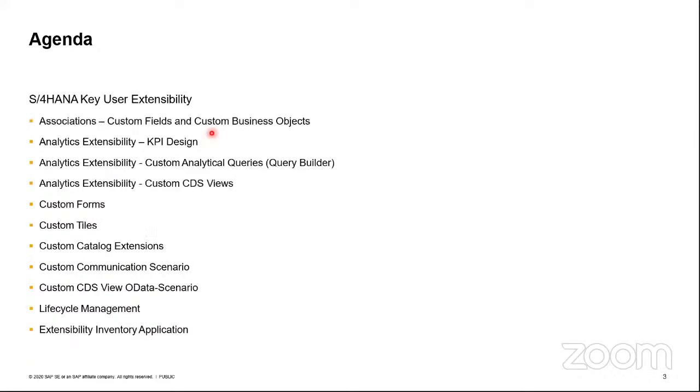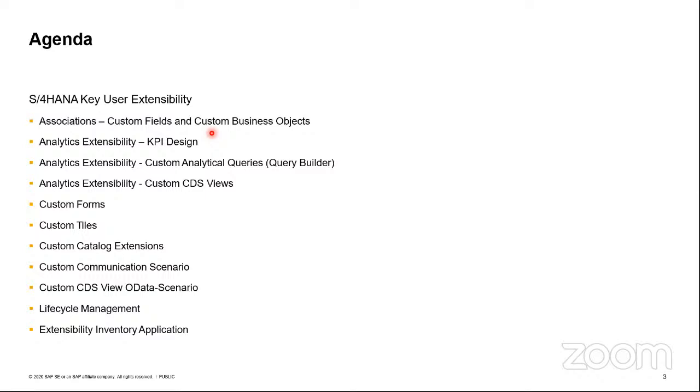Following are the different key user extensibility scenarios available in S4HANA, and I'll explain each and every scenario in detail. Now, what are the available extensibility options in S4HANA, you may ask? So the available extensibility options are in-app extensibility and side-by-side extensibility.